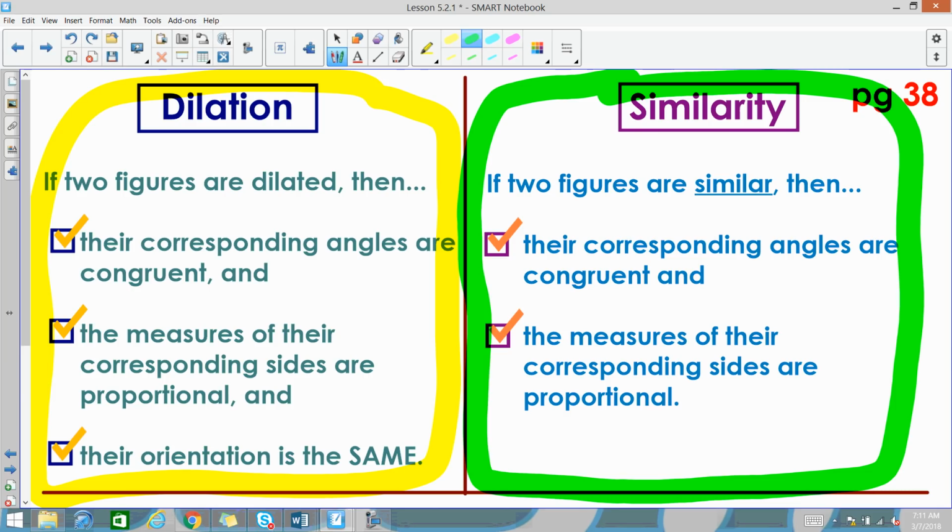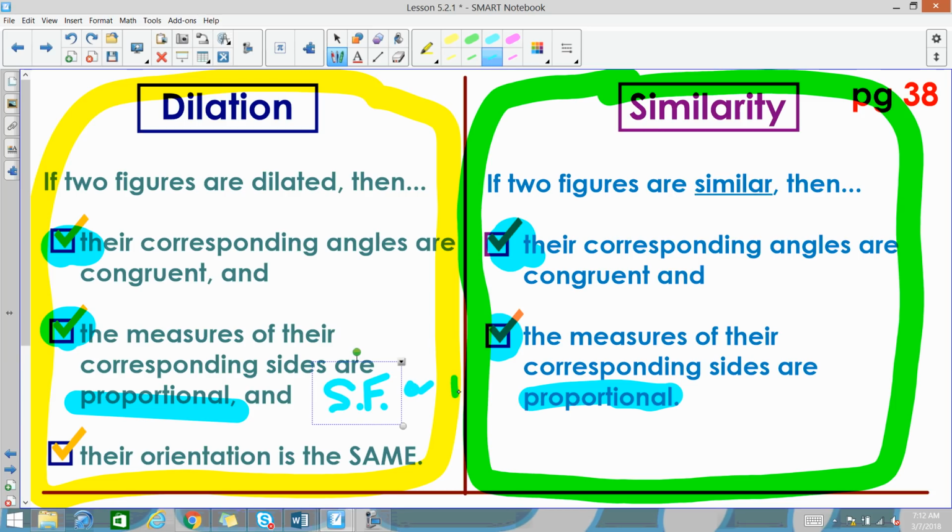So, if you look, dilation and similarity are very, very similar in definition. So if we want to talk about things that are the same, their corresponding angles are congruent. This is the same in both similarity and dilation. The measures of their corresponding sides are proportional. That's the same. Proportional means they have a scale factor, or K value. The K value is what tells you how much it's growing or shrinking by.